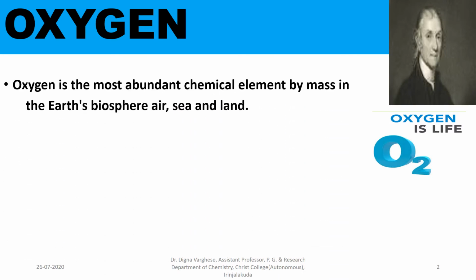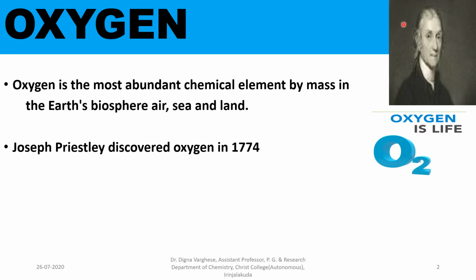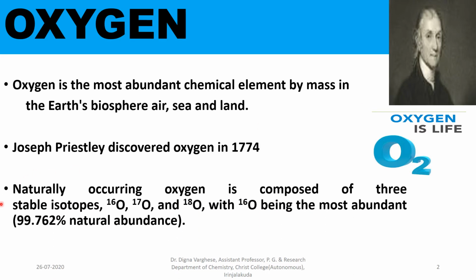Oxygen. Oxygen is the most abundant chemical element by mass in the Earth's biosphere, air, sea, and land. Joseph Priestley discovered oxygen in 1774. Naturally occurring oxygen is composed of three stable isotopes, O16, O17 and O18, with O16 being the most abundant isotope. It has 99.762% natural abundance.